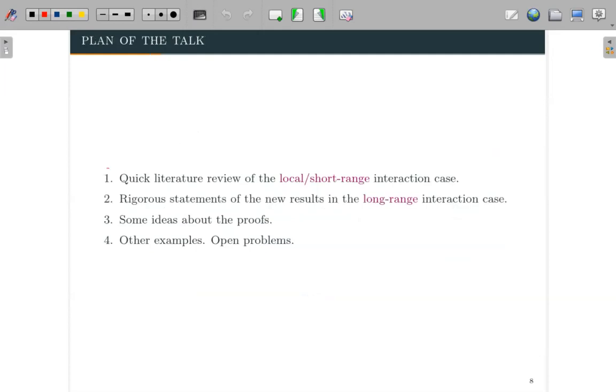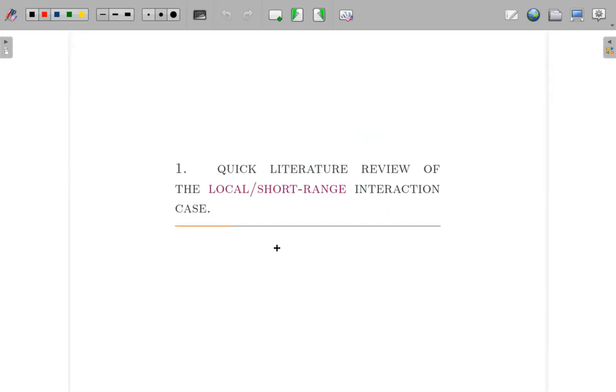So now I will first do a very quick two slides literature review about what is known of the short range that I started introducing, where the sets can be side by side, where more or less everything is known. And this will help me to explain the differences with respect to what we got recently for the long range, okay? Then depending on the time and your faces, I will maybe give some ideas about the proofs and then other examples and open problems.